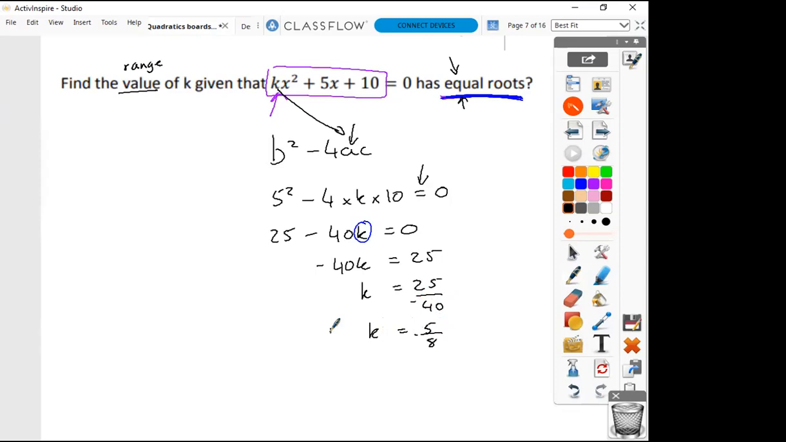So there's a couple of things happened there. It's a different way of them asking us the question. It's asking us to find the value of K, given that the quadratic has an unknown in it. So we have to find the value of that unknown when it's got equal roots. So that equal roots gives us the sign equals to 0. If it's an equal root, it only touches once that x-axis.